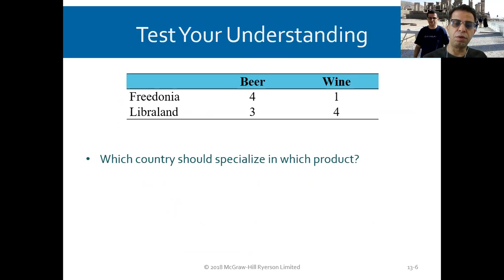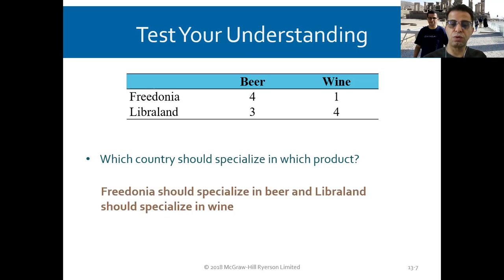Now let's look at the beer. Let's say Fredonia can produce 4 beer or 1 wine, and then you have Liberland, which can produce 3 beer or 4 wine. Here, which country should be specializing in which product? And the answer is Fredonia should specialize in beer because they can produce 4 beer instead of 1 wine. And Liberland should specialize in wine because they can produce 4 wine instead of 3 beer.